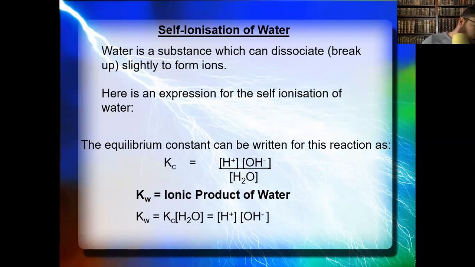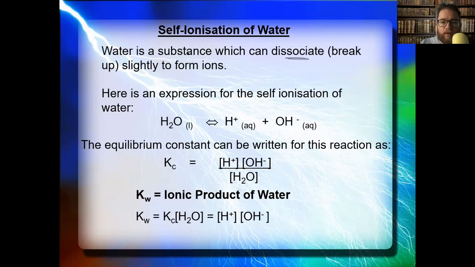Chapter 17 looks at chemical equilibrium, and then at what the breakup of water is, and how that leads to identifying pH. So what self-ionization of water is, basically, is when water can break up or dissociate. We come across this word dissociate quite a lot in this chapter. It breaks up slightly to form the ions, and this is the expression for the self-ionization of water.